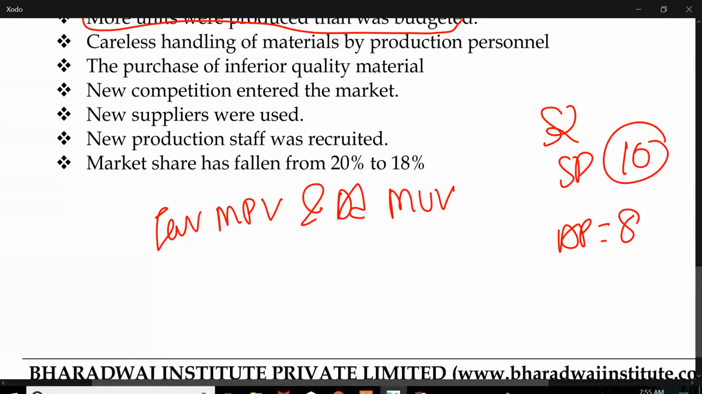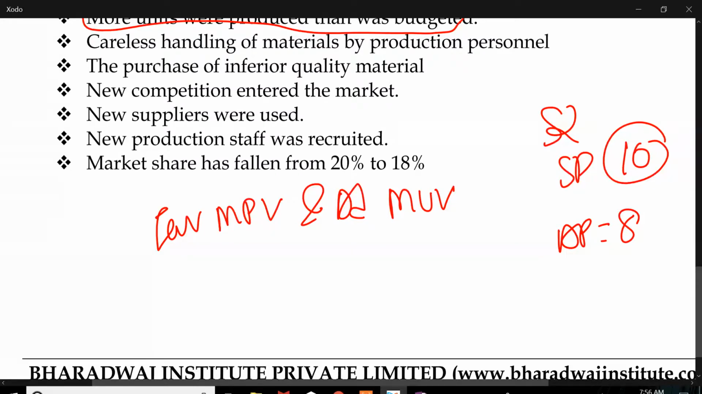New competition entered the market. Favorable, adverse, you keep telling me that. Adverse sales price variance is an obvious impact of it. A classic example is Jio entering the market. When Jio entered, every other player reduced their prices. So adverse sales price variance is certain. It can also lead to adverse sales volume variance if, even after reducing the price, I'm not able to continue selling the volume.